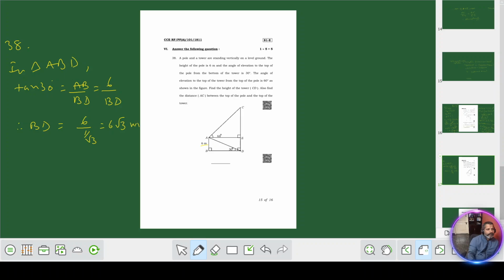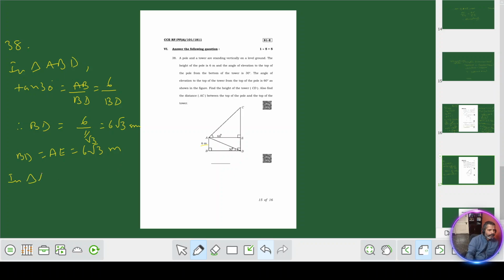Since BD is this, we know AE is also the same. Therefore, BD equal to AE equal to 6 root 3 meter. So I'll write it properly one more time. BD equal to AE equal to 6 root 3 meter.